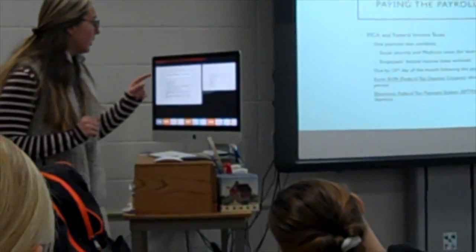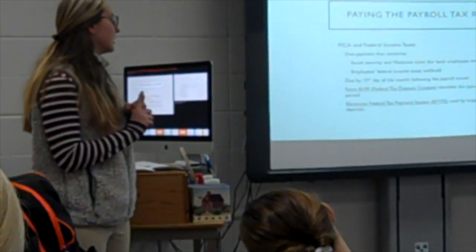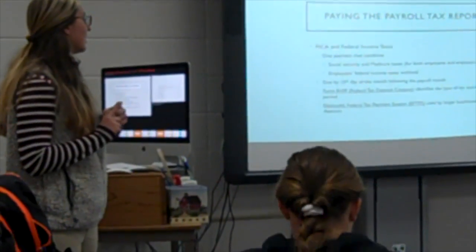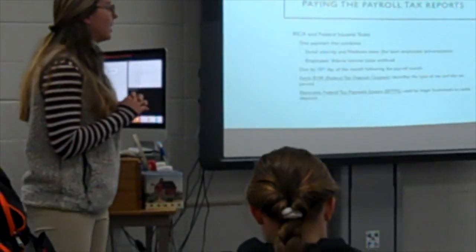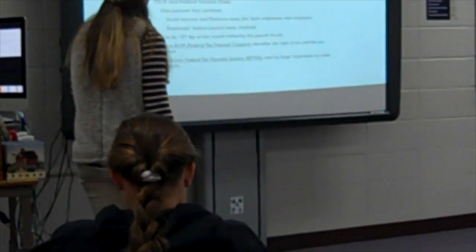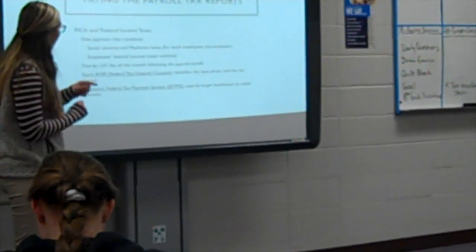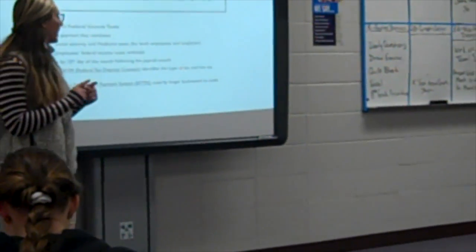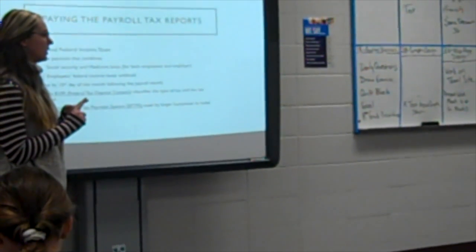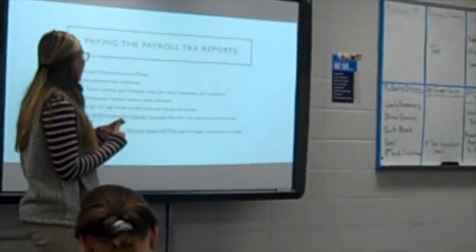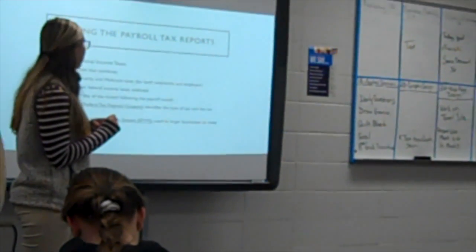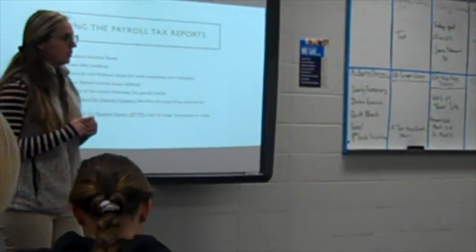So, we have our FICA taxes and our federal income taxes, and those are going to be all in one payment when we are paying for our payroll tax, because these are all going to the federal government. So it's going to have a payment that combines the Social Security and Medicare, which is our FICA, and also the federal income tax that is going to be withheld. And this is due the 15th day of the pay month.